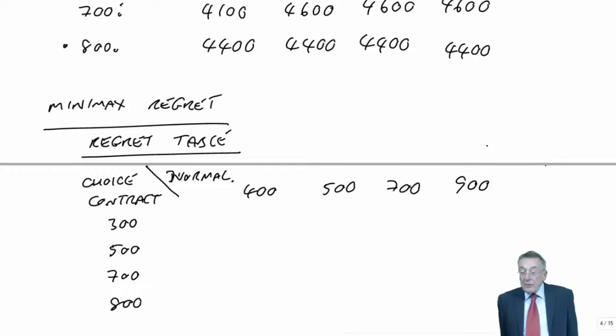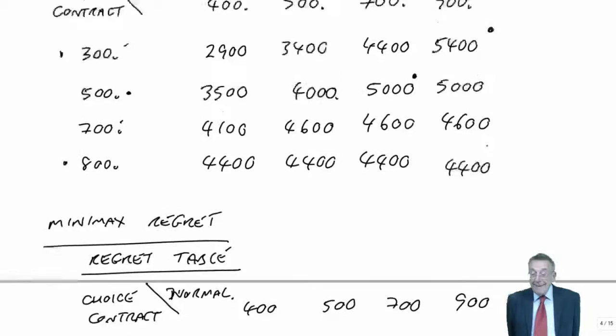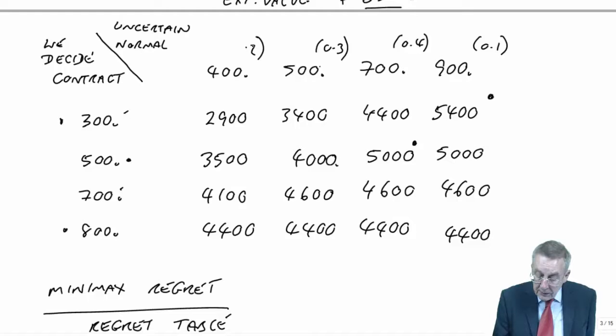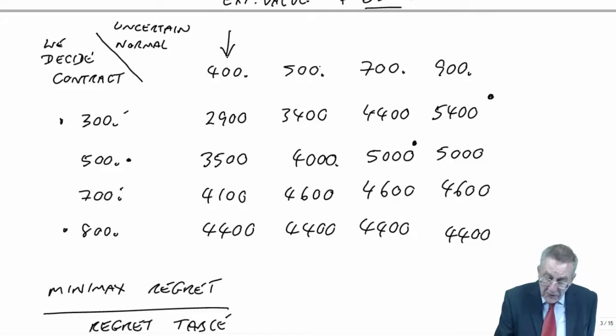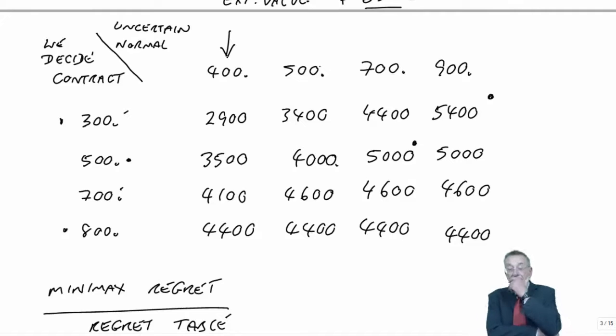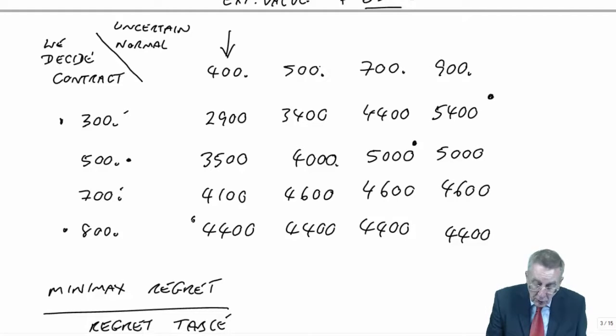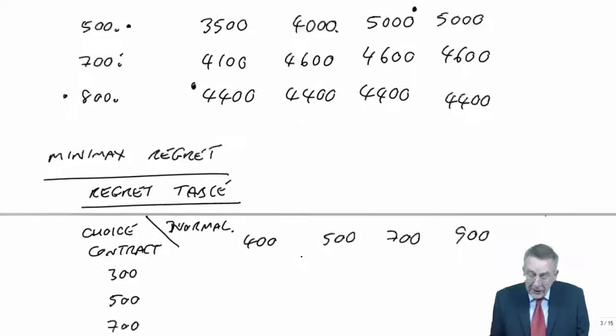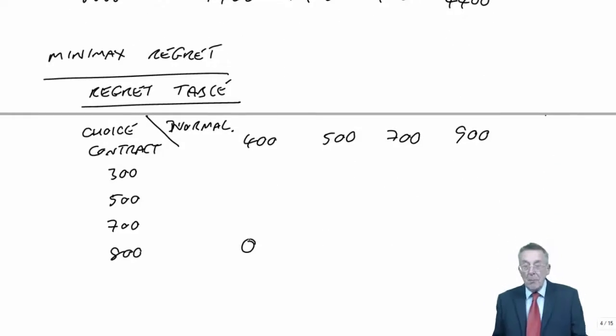And what we do is this. Again, watch me very carefully. We're not sure what the normal demand is going to be. But we say, first of all, I don't need those probabilities anymore. First of all, suppose it turns out to be 400. If it does turn out to be 400, what would have been the best decision? Clearly, the best choice would have been to contract for 800. So if we had contracted for 800, we've got the best possible result for that level of demand. And we've lost nothing. We've no regret.